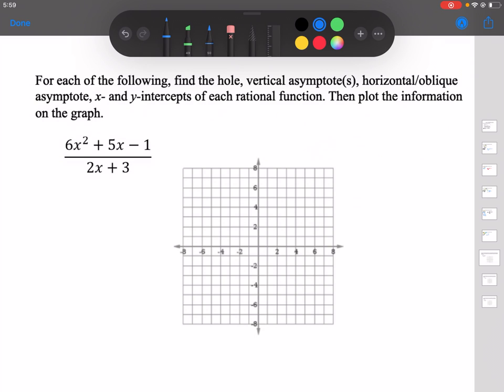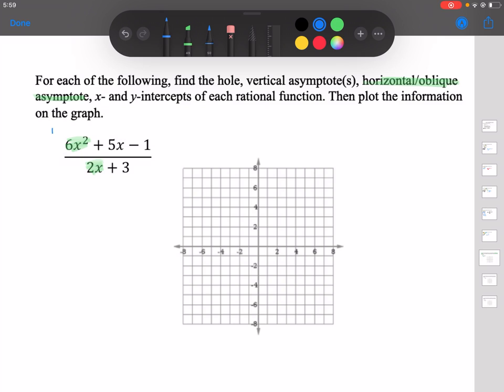So for this one, we're actually going to be finding everything. We're going to find horizontal, oblique, x and y intercepts, as well as vertical asymptotes and holes. So let's go ahead, since we've just practiced horizontal and oblique asymptotes, let's practice that first.